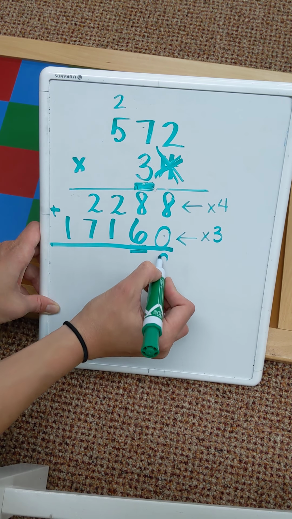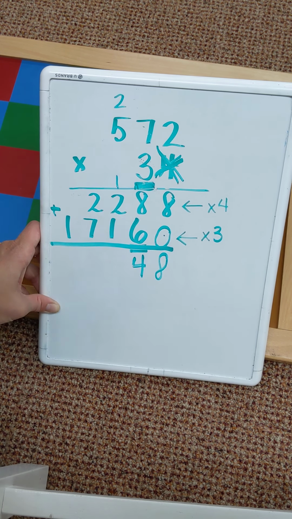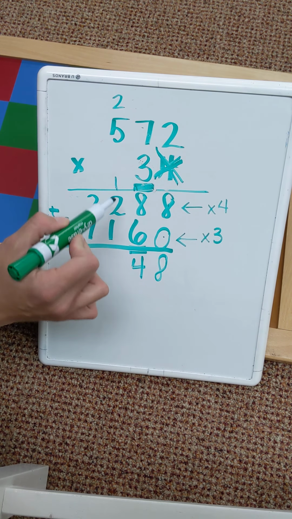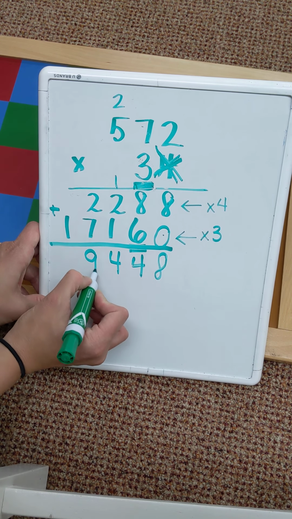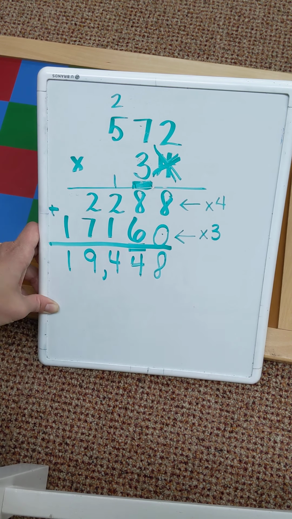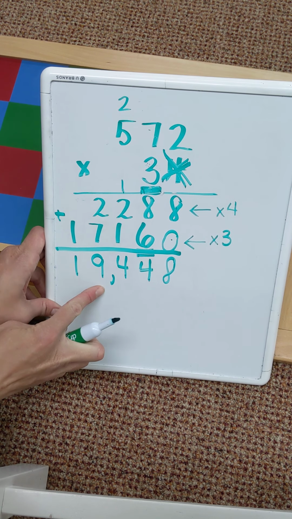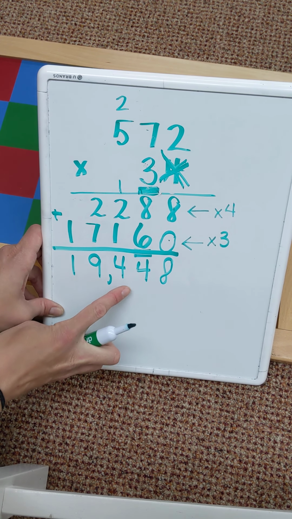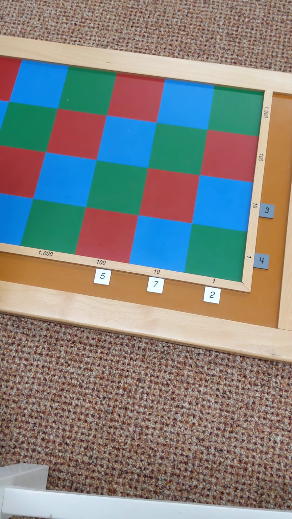8 and 0 is 8. 8 plus 6 is 14, so I can carry my 1. 2, 3, 4. 7 and 2 is 9, and a 1. Count back. 1, 2, 3, comma. How do we read our answer? 19,448 is our answer. That's what it would have looked like on the checkerboard if we had done regrouping.